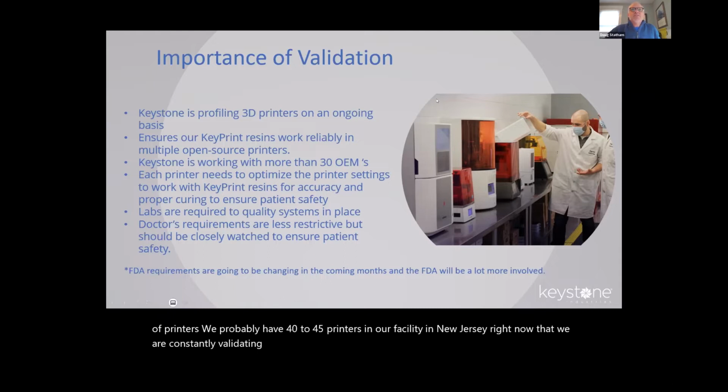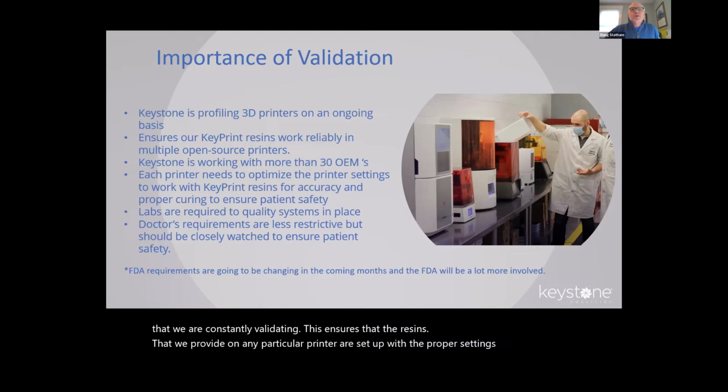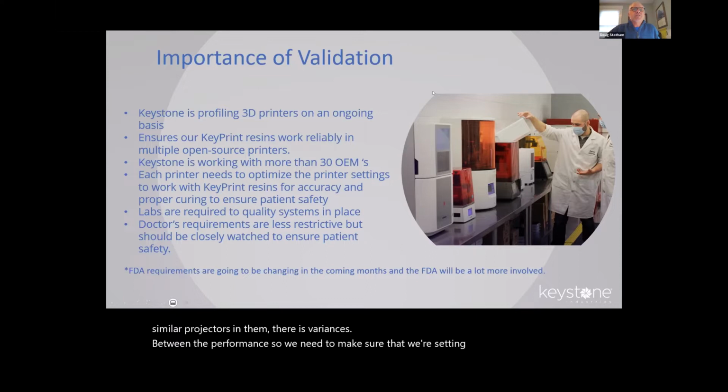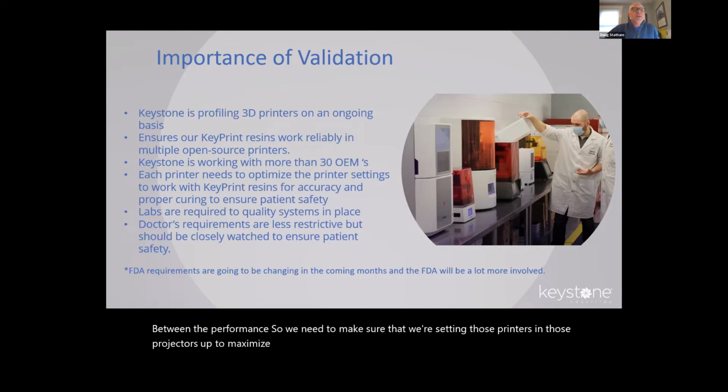This ensures that the resins that we provide on any particular printer are set up with the proper settings to utilize that machine and also to maximize the performance of the materials. So Keystone is again working, I would say at this time it was 30 and it's probably closer to 40 now. And each one of these printers is going to have different settings. So if it's a SprintRay, for instance, or an Asiga or an EnvisionTEC or a Desktop Health, all of those printers, although they have similar projectors in them, there are variances between the performance. So we need to make sure that we're setting those printers and those projectors up to maximize the performance of the material and also ensure that patient safety is maximized.